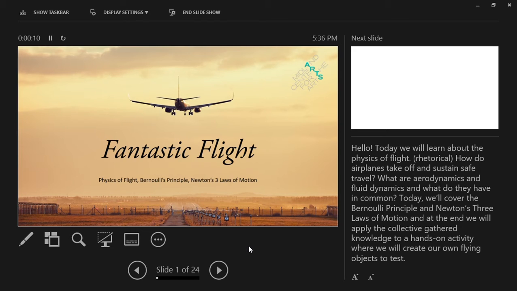Hello, today we'll learn about the physics of flight. How do airplanes take off and sustain safe travel? What are aerodynamics and fluid dynamics, and what do they have in common? And today we'll cover the Bernoulli principle and Newton's three laws of motion. And at the end we'll apply the collective gathered knowledge to a hands-on activity where we'll create our own flying objects to test.